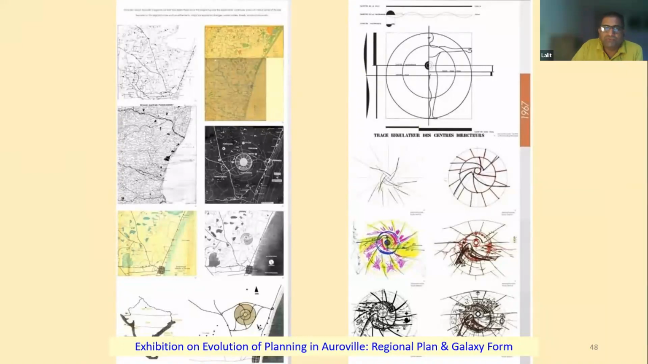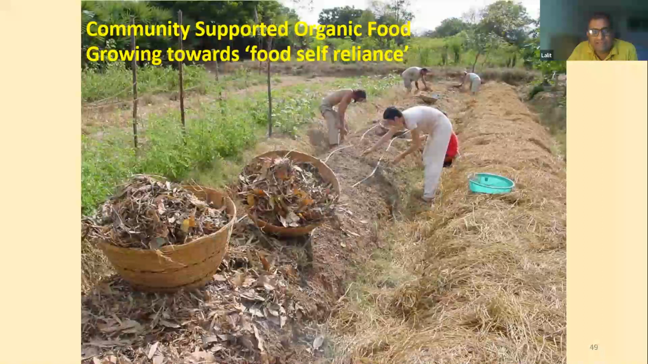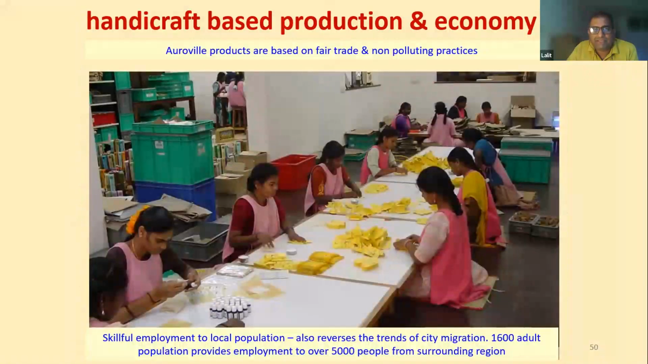So things have to be reinvented in a rather fun way, and it is very much possible. It is rather easy if people are open to do that. In the communities there is organic farming, many people are engaged in that. Auroville has a handicraft-based production and economy.